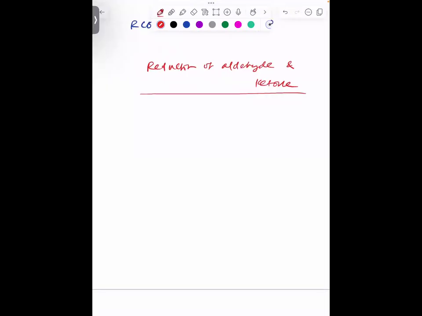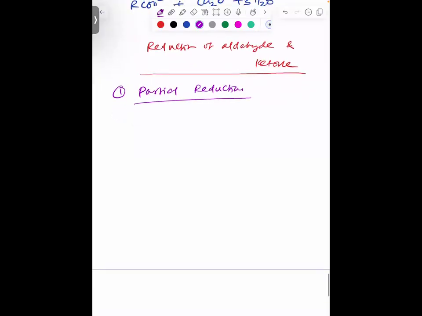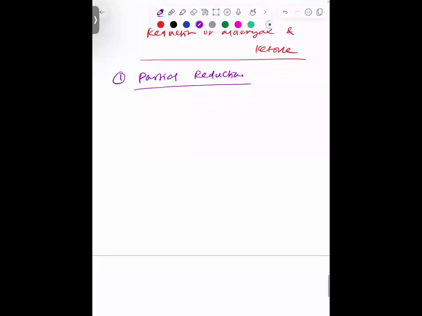So under the reduction of aldehyde and ketone, the first point we'll discuss is partial reduction. How do the aldehydes and ketones undergo partial reduction? The reagents are catalytic hydrogenation or lithium aluminum hydride.